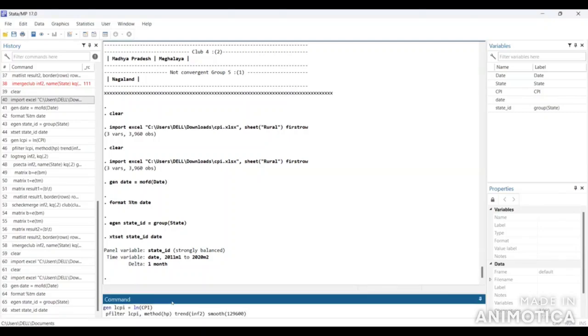Now the second thing is that first I will take the log for the smoothness of the series. I have to do two manipulations. One is that I will generate the log series of the CPI, and then I will filter out the cyclical component so that I get a smooth series, removing whatever volatility is there. There are different methodologies; for example, I am using the HP filter, and for the smoothness parameter I have used 129600, which is the standard value given for monthly data.